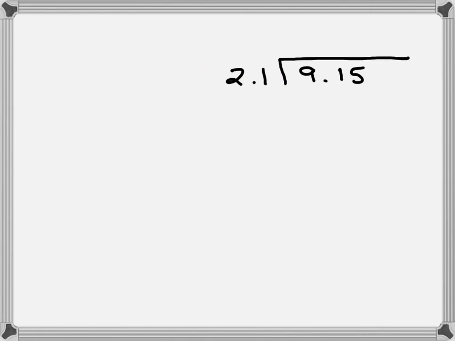Let's go to the side here and write 2.1. For us to make 2.1 into 21, we need to move the decimal point one digit to the right. That will leave us now with 21. Because we did that to the divisor, we also have to do it to the dividend. So we're going to do 9.15, and we're going to move it 1. You moved it 1 here, you move it 1 here. So what you do to one, you do to the other.